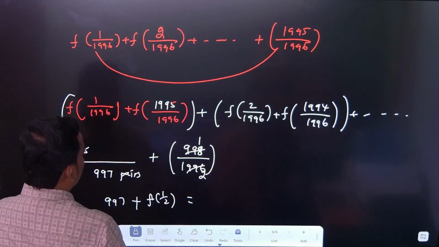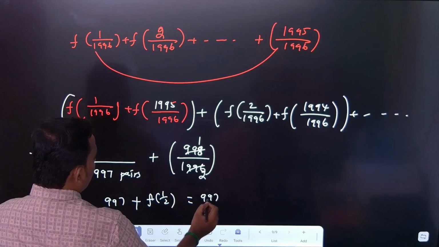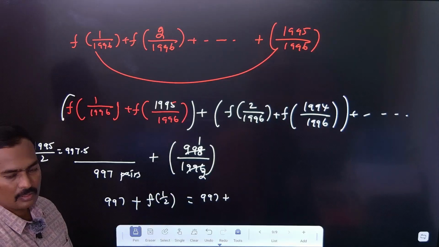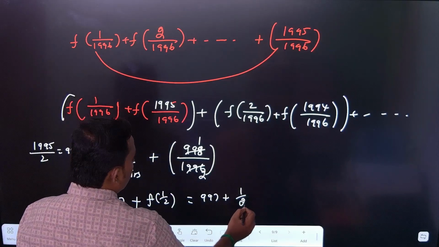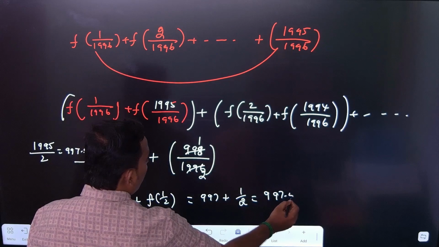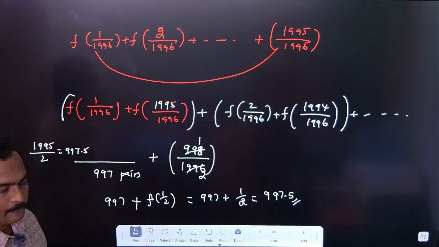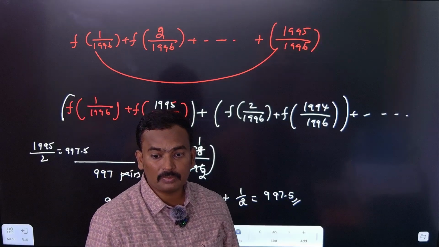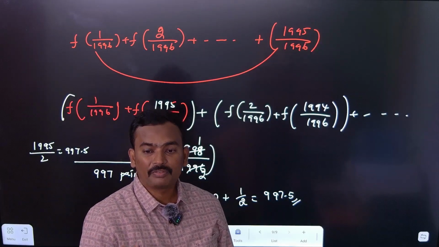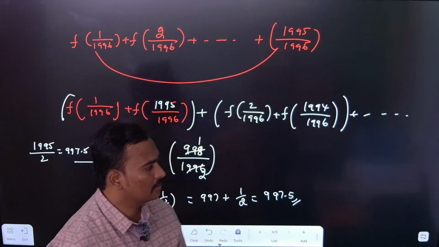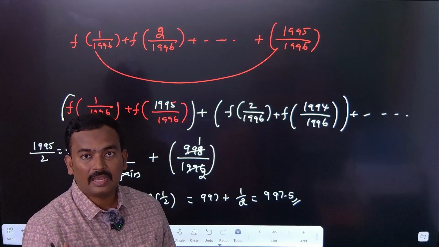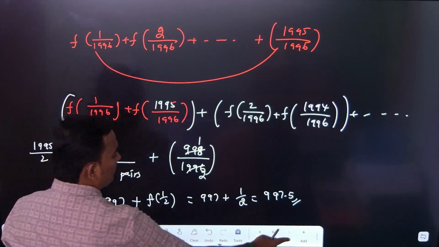So if you simplify this, 997 plus this is f of 1 by 2. So what is the value here? 997 plus f of 1 by 2 is what? Just replace in the function. You will get 1 by 2 only. So therefore 997.5 is your answer. I hope everyone understands. Suppose if it is an even number, for example 100. How many pairs are possible? 100 by 2, 50 pairs. There is no extra term available here. If it is an odd number, whatever the decimal is, that will be the next extra term, right? Okay.